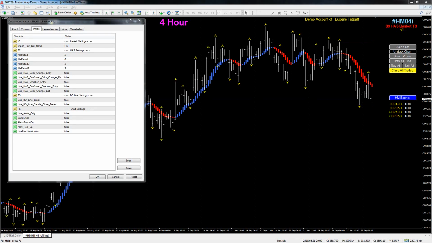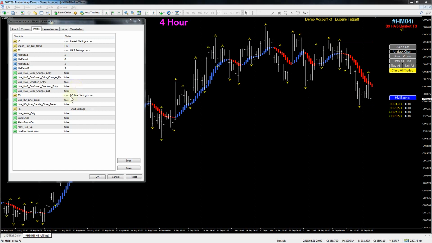Also, I don't think I mentioned it before, but with this particular TS, you don't have to use the Haas if you don't want to. You can use either the Haas by itself, or you can use the breakout lines by themselves. So say I don't want to use the Haas, I just wanted to break through a line. So that way, if it breaks down, we go short. If it breaks up, we go long, no matter what the color of the Haas is. Or you can use it without the breakout lines, just the Haas color change, or whatever you want to do. That's your choice over here.